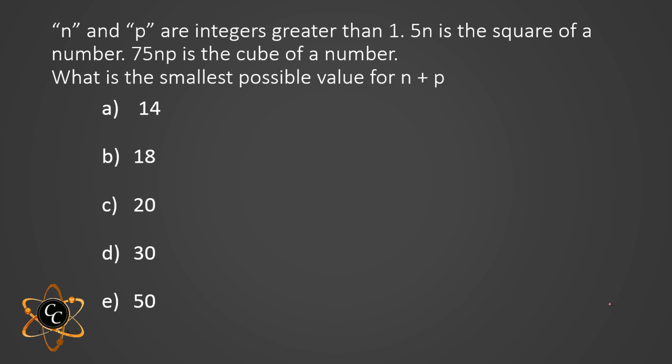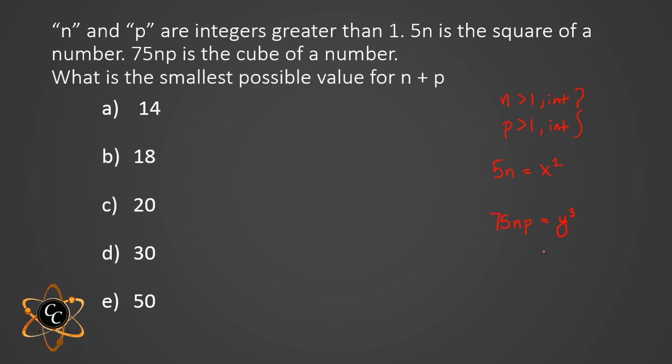So we're given three facts. 5n is equal to the square of a number, and 75np is a cube. 75 is an integer, n is an integer, and p is an integer. So we can assume that this other unknown number, y cubed, is also an integer. Now with these pieces of information, we must determine what the smallest possible value for n plus p would be. In order to solve this problem, we need to know something about primes.